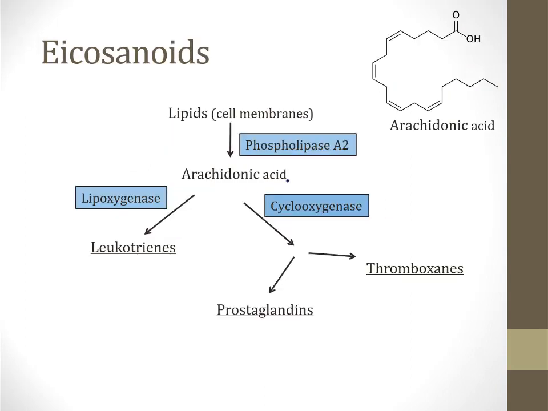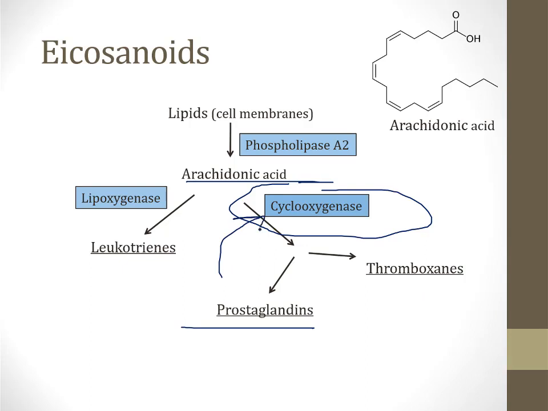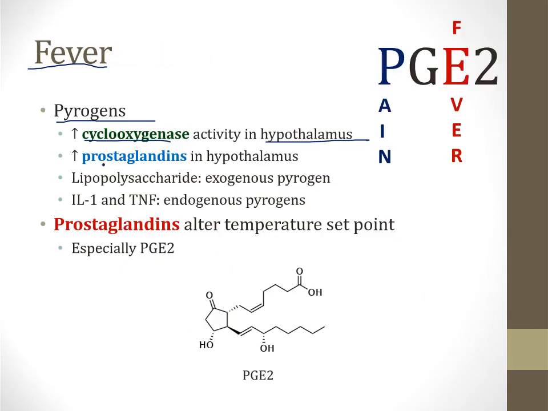If we go back to this slide, cyclooxygenase is the enzyme that can convert arachidonic acid into either thromboxanes or prostaglandins, and its activity is increased by substances that are pyrogens. The increase in enzyme activity leads to a rise in the level of prostaglandins in the hypothalamus, and this is what leads to fever. There are a number of pyrogens that occur in the setting of inflammation.